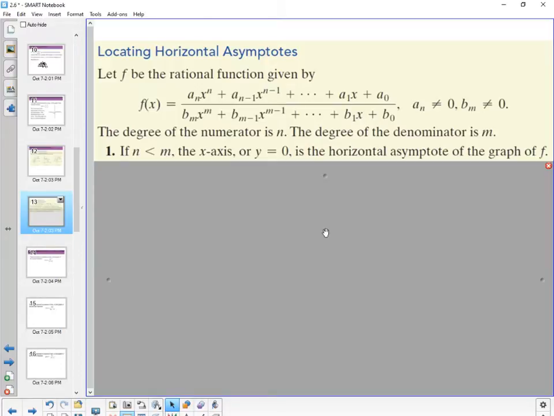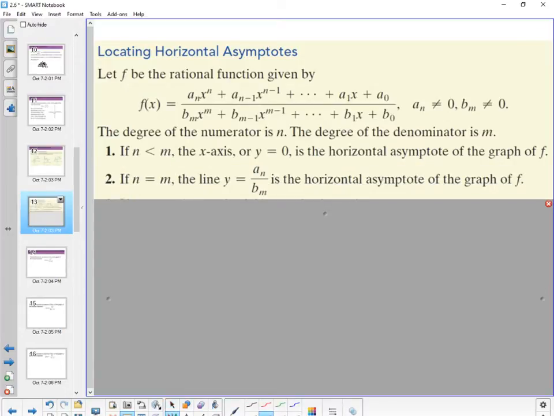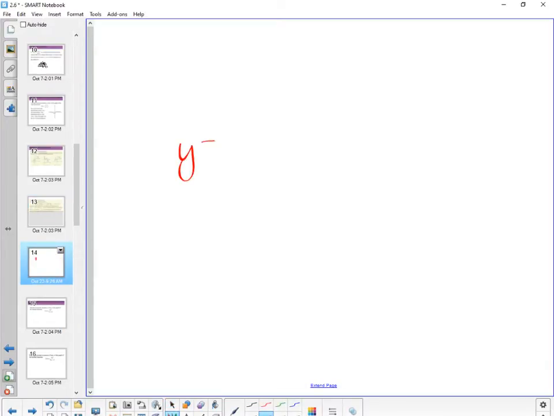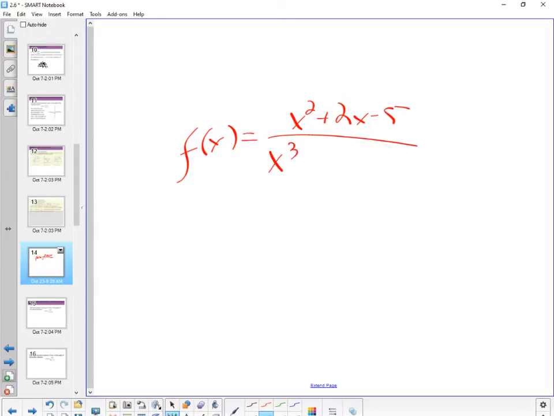Yeah, I would very much like it. So let's see if this will write on here, okay? It's not going to write, so let me do this. What's the second rule? So if I had, sorry, not y equals, we'll stick with f of x. So let's say maybe I had x squared plus 2x minus 5 over x to the third plus 2x squared minus 3x plus 2.